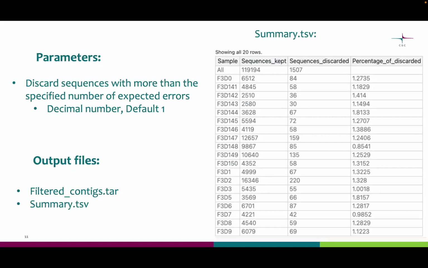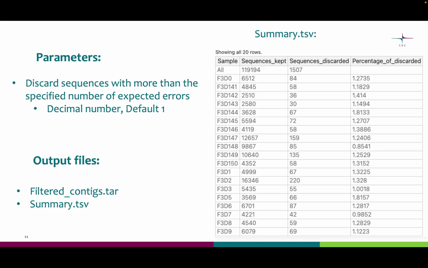As a parameter, you can set the threshold for the maximum expected errors in a read. It's a decimal number, and by default it's set to 1, because then the most probable number of errors of a filtered read is 0. Just to clarify, the most probable number of errors is the expected error rounded down to the nearest integer. You can make this parameter stricter by setting it, for example, to 0.5 or less. And you can also make it less strict, of course, by raising the number.